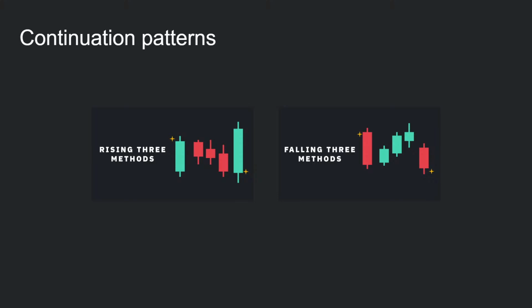Then we have the opposite example with the falling three methods pattern. So during a downtrend, we have a small bounce, which is represented by these three green candles. But as you can see, the bounce is not strong enough to reverse the trend. So the market just continues to the downside. And that's why we call these continuation patterns. Next slide, please.